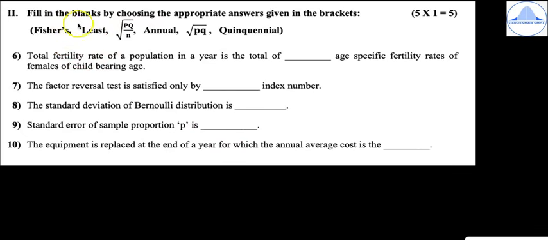The second main, fill in the blanks by choosing the most appropriate answers given in the brackets. 5 into 1 is equal to 5. Sixth question, the total fertility rate of a population in a year is the total of blank age specific fertility rates of females of childbearing age. The correct answer is quinquennial.